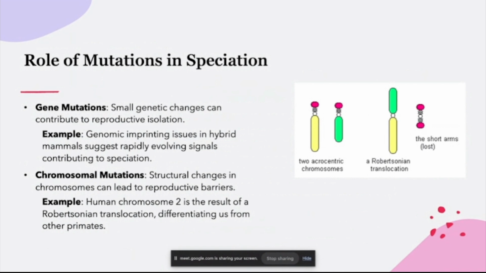So the role of mutations in speciation. Small genetic changes can contribute to reproductive isolation. If you remember, we said reproductive isolation is that mechanism where these animals are not able to reproduce together again, right? They once were able to do that as they were the same species, but after speciation happened, after all of these genetic mutations and changes, they are now not able to reproduce together again because either they're not able to form the zygote or the offspring that they form does not live for long or is not able to reproduce itself, right?